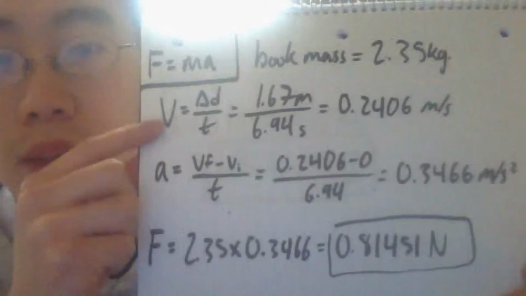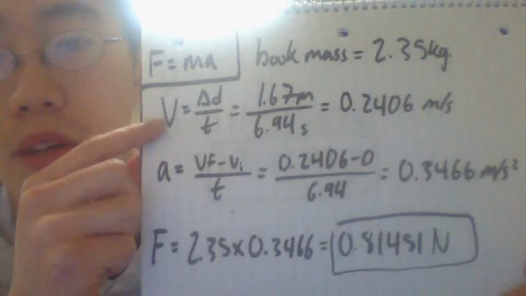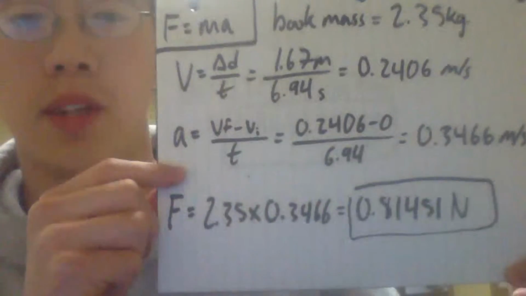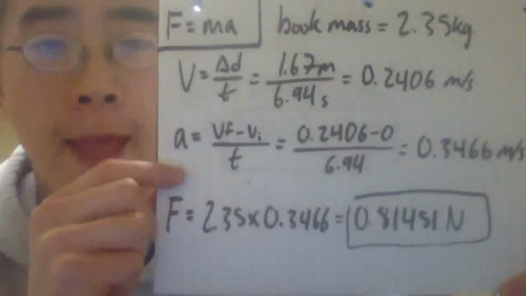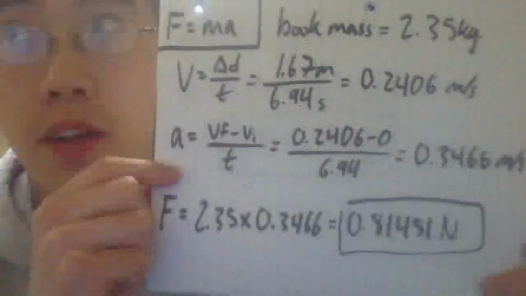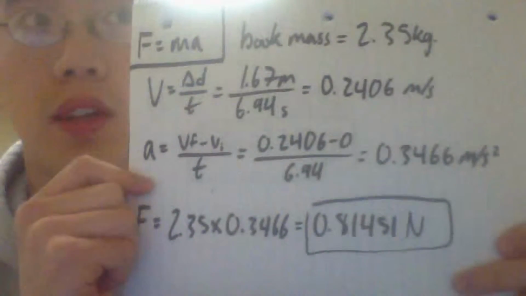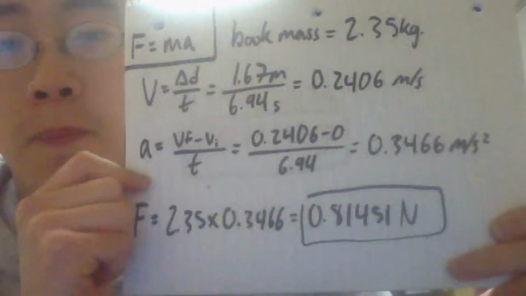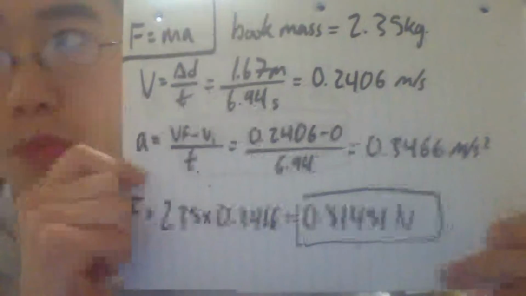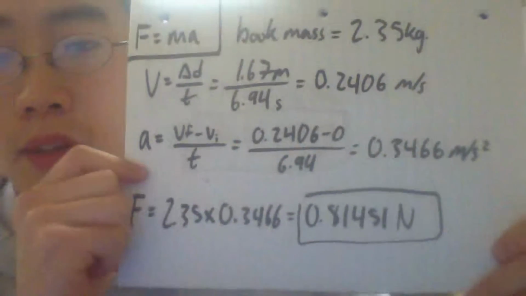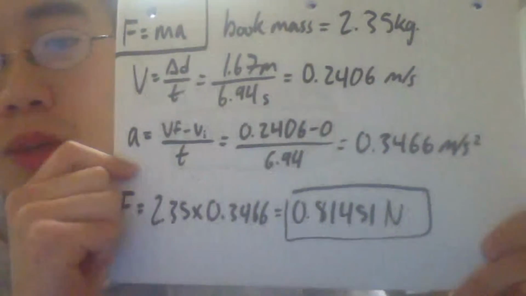And then we used that 0.2406 meters per second, and we plugged it into the acceleration formula. So our final velocity was 0.2406, and our initial velocity at our resting point was 0, over our time, which is 6.94 again. And that turned out to be 0.3466 meters per second.